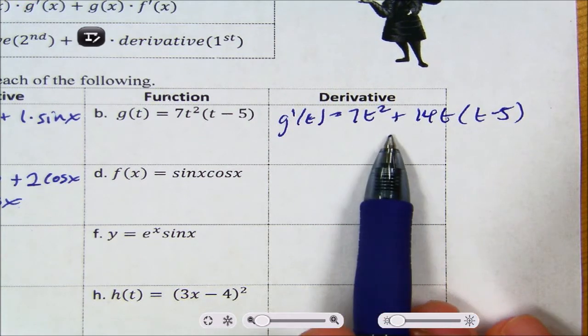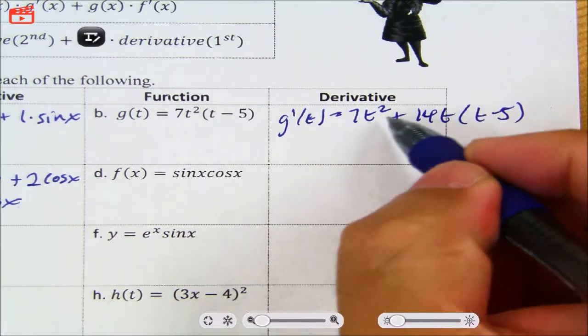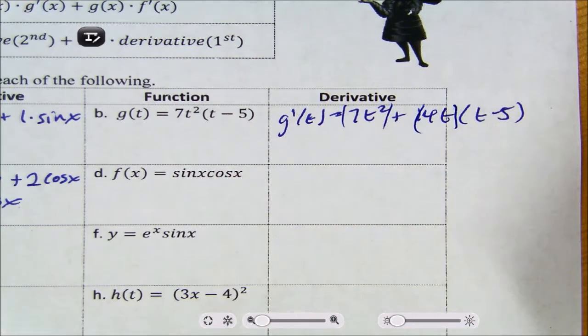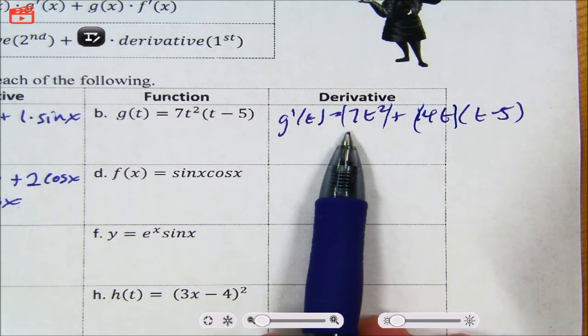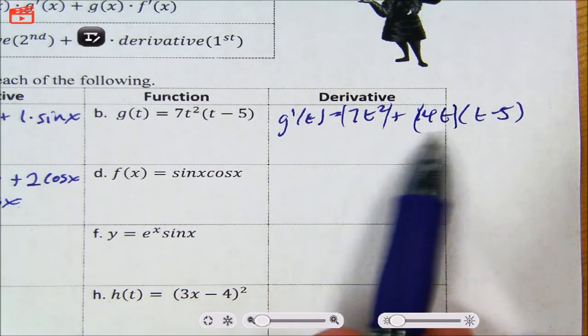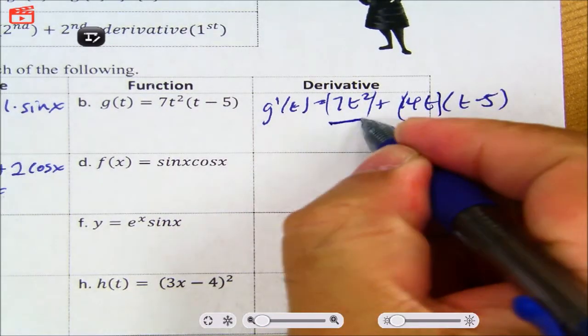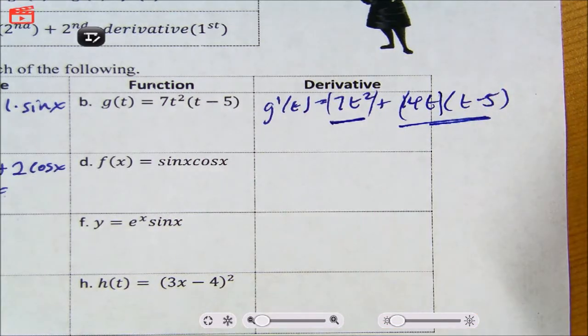Where would you put parentheses? So that by itself, you can put parentheses there and put parentheses there. But not around 7t squared plus 14t together. Why not? Because those are the two parts of the product rule. This is the first part and this is the second part, so they're separate. That makes sense.